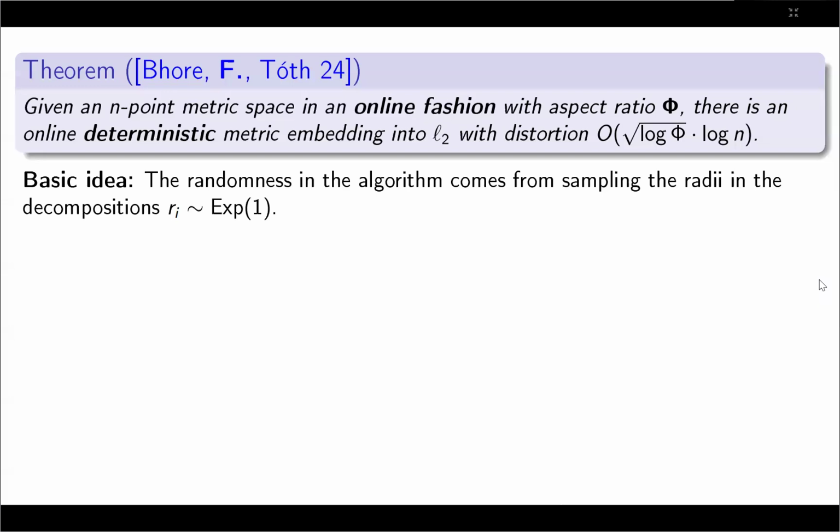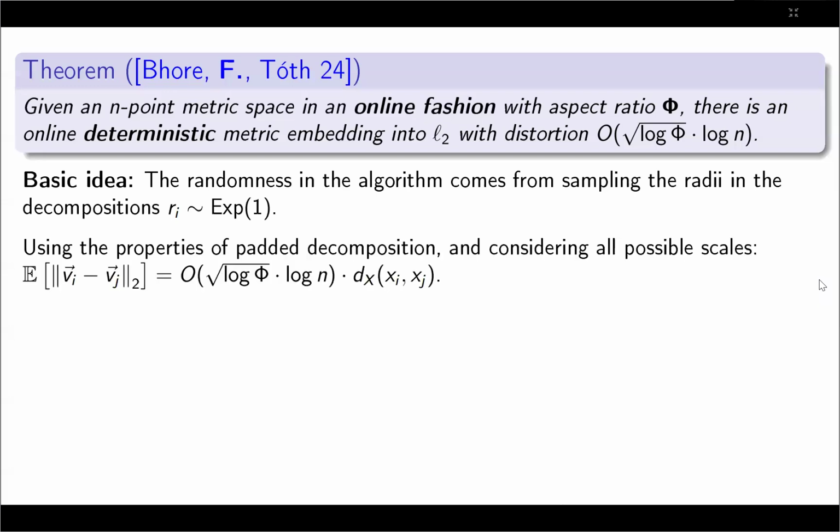So basically, all the randomness in your embedding comes from the sampled values in the padded decomposition. And using the properties of the padded decomposition, you can show that in expectation, and even with high probability if you take enough coordinates, the expected distortion is the square root of log aspect ratio times log n.